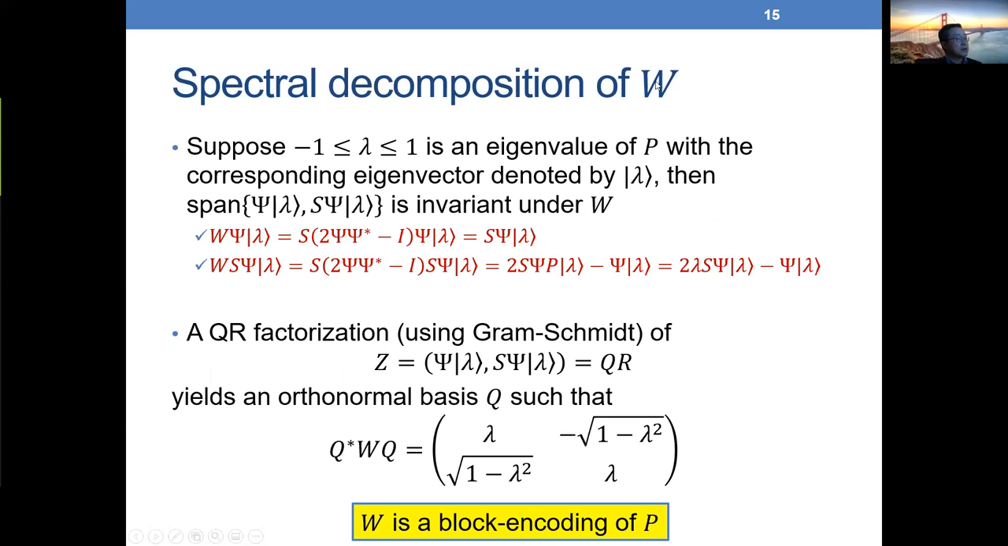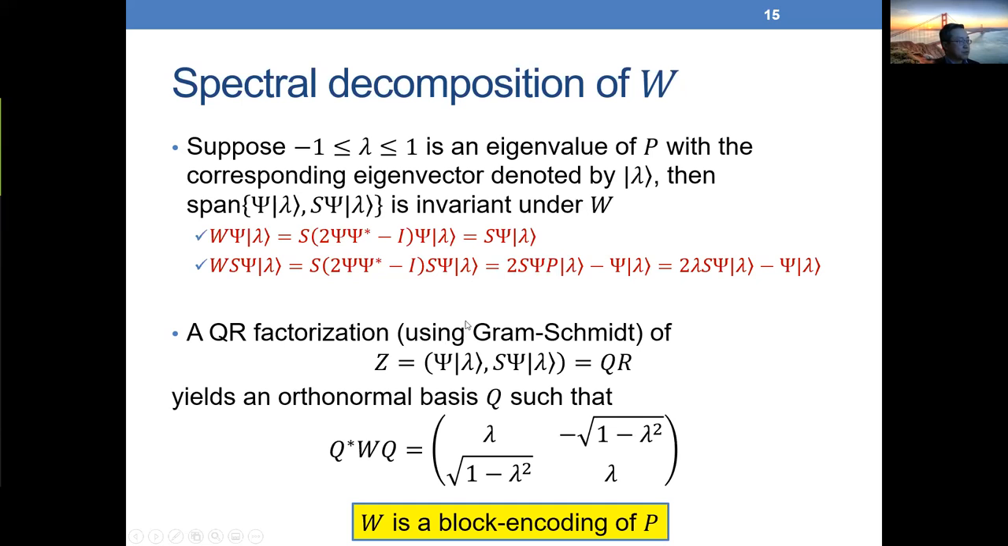Now, the interesting thing about the quantum walk operator is this. The eigenvalues of P are between minus 1 and 1, with the corresponding eigenvector represented by this ket lambda, just a notation. Then you can show that psi times lambda and S times psi times lambda, each a matrix times a vector giving another vector, span a space of 2 dimensions. This turns out to be invariant under W. You can go through the verification to show that this is indeed an invariant subspace under W.